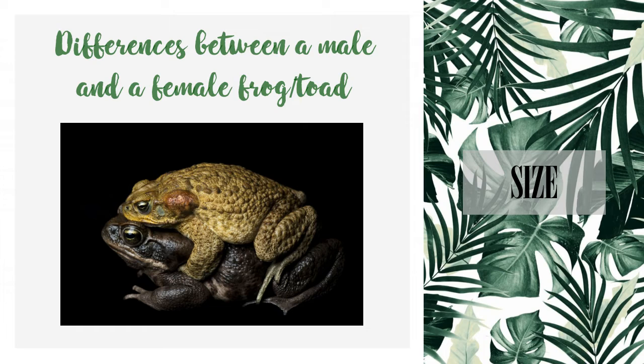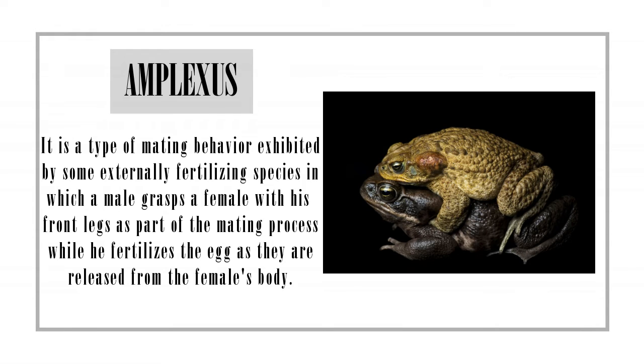For the size, females are significantly larger than the males, as it accommodates the amphibian mating process called the amplexus. The amplexus is a type of mating behavior exhibited by some externally fertilizing species in which a male grasps a female with his front legs as part of the mating process while he fertilizes the eggs as they are released from the female's body. The males are smaller so that during fertilization his weight does not crush the female.